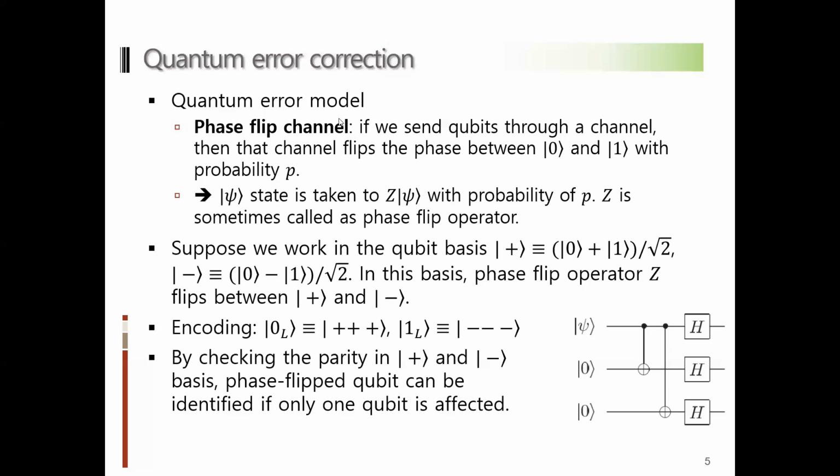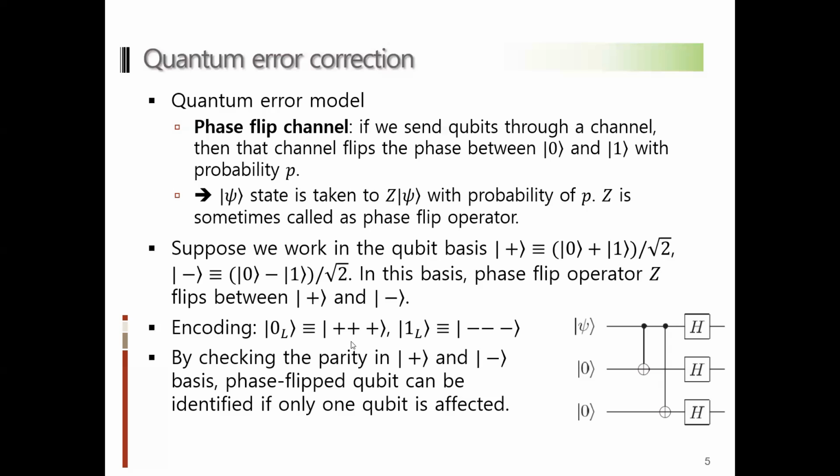This is our first assumption. In this case, the action of this error is equivalent to applying the Z gate to the given input state. Of course, this Z gate is not applied all the time, but with some finite probability P. In this case, we will also call this Z gate a phase flip operator.